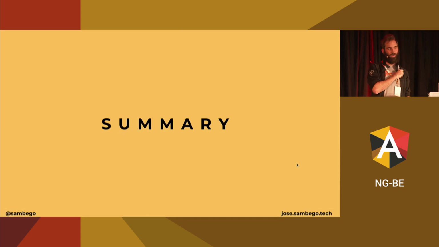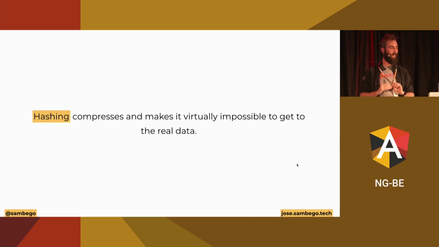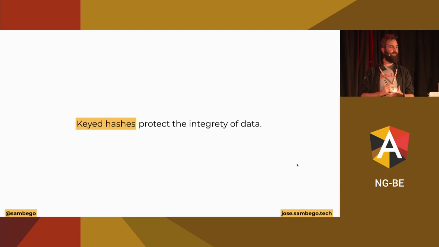So I spoke a lot, I spoke very fast, I had a lot of things to say, so let's summarize this in a few short sentences. Hashing compresses and makes it virtually impossible to get to the real data. It's a one-way function, always has the same length of output, but you can never reverse a hash back to the original input. Keyed hashes protect the integrity of data, so everything a hash can do, a keyed hash can do as well, but it includes this secret key, this password as well, so you have to know the password, the secret key, before you can actually get the required output.